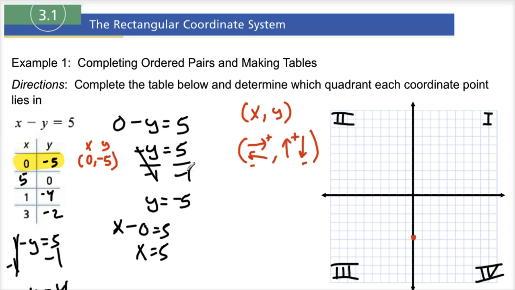Now, what quadrant is it in? Well, it's neither in the first, second, third, or fourth. It's actually on the y-axis. So this one is not in a quadrant. So that's what that answer is. It's just not in a quadrant.